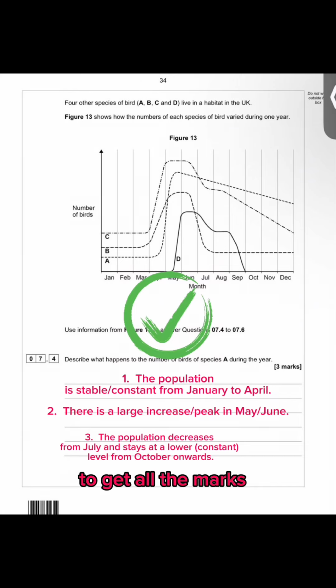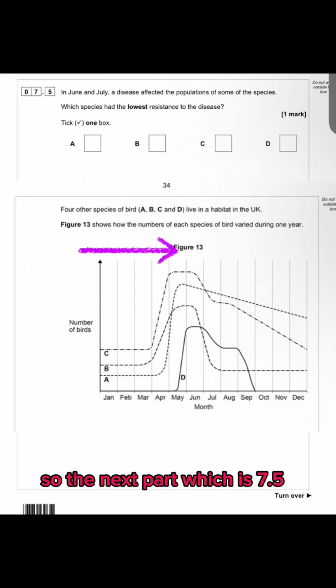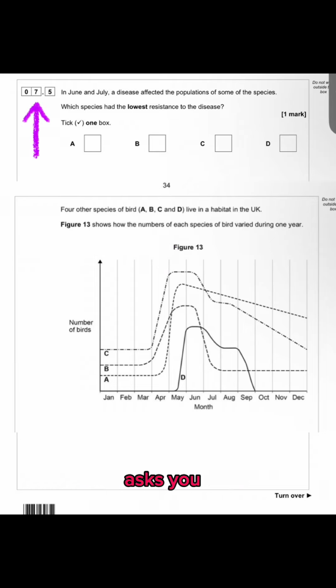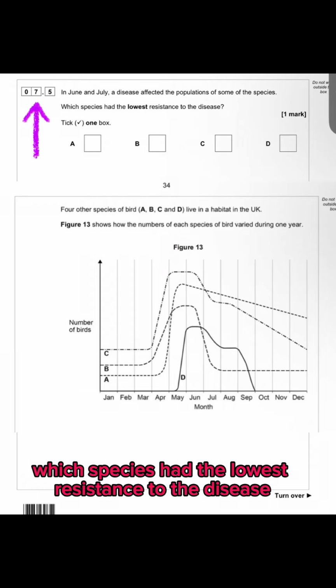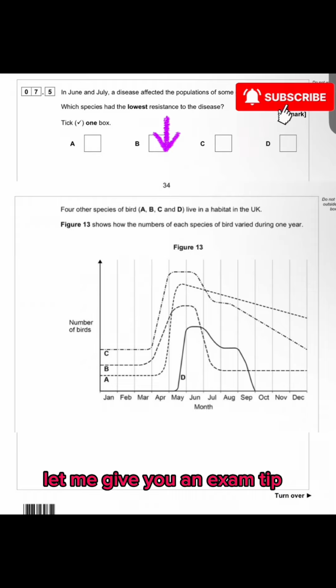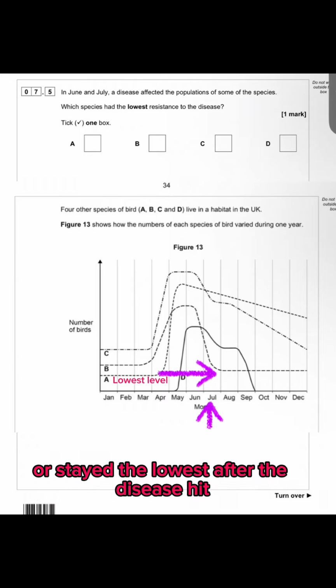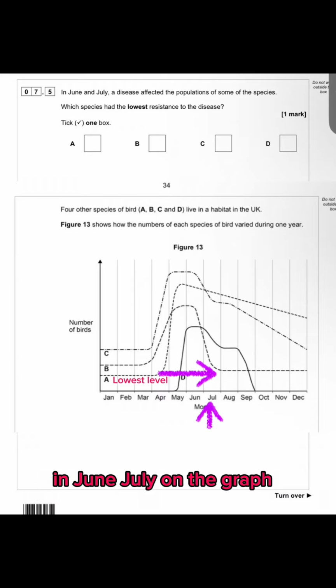This question also requires the data from figure 13, so the next part, which is 7.5, asks you which species had the lowest resistance to the disease, and the answer is species B. Let me give you an exam tip. Lowest resistance means the population dropped the most or stayed the lowest after the disease hit in June-July. On the graph, B's line drops and stays flat.